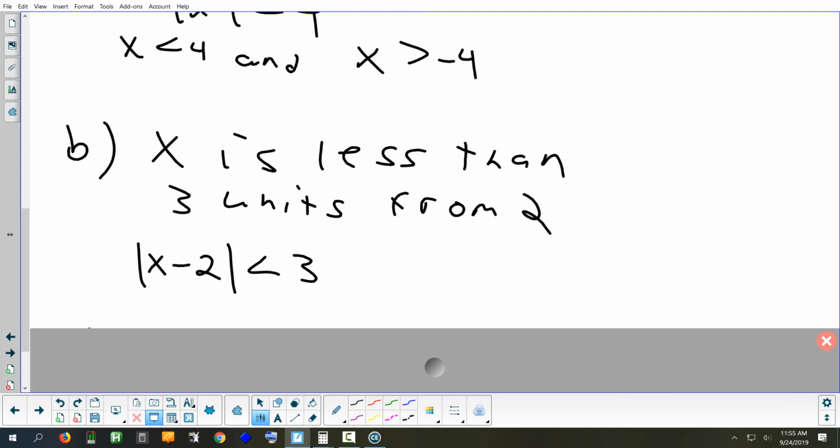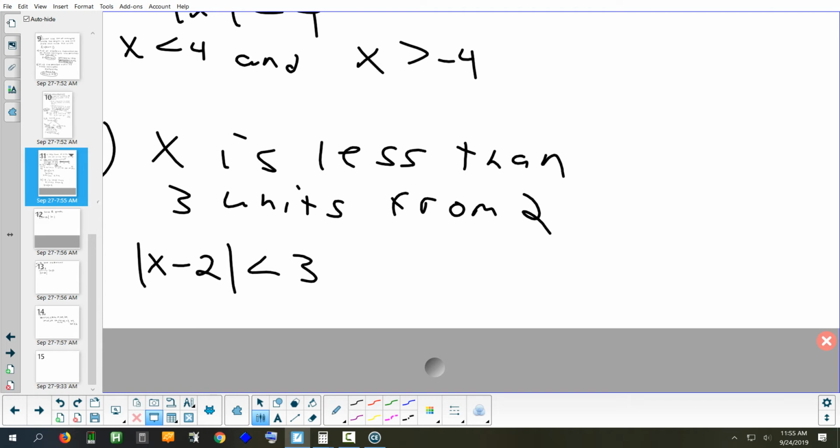Now, what if they said x is more than 3 units from 2? What's the one thing that would change? The sign. It'd be a greater than, and then it would be an "or". Either you're greater than 5 or less than negative 1. And that would put you more than 3 units away from 2. Okay. Any question on that?